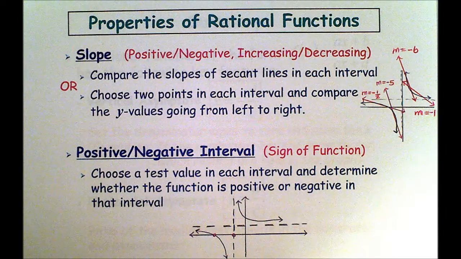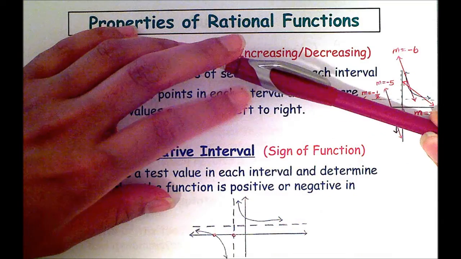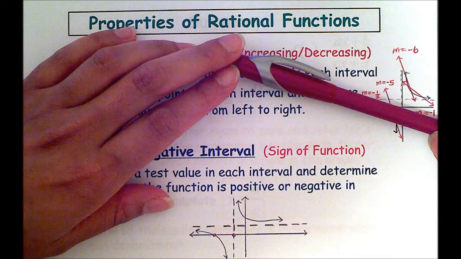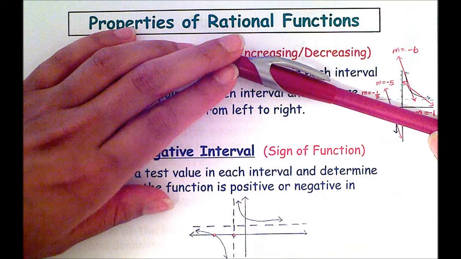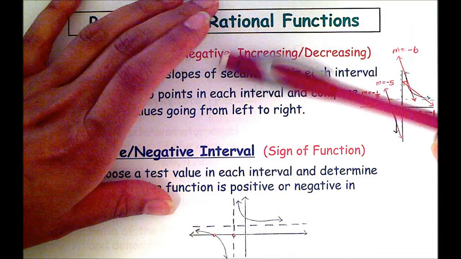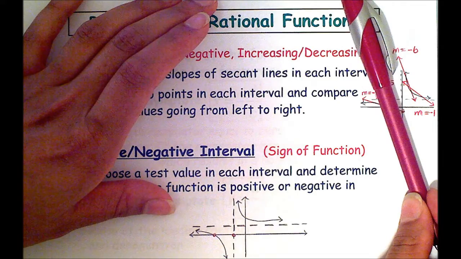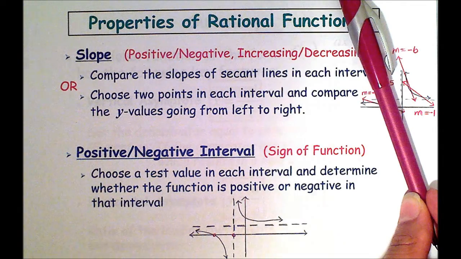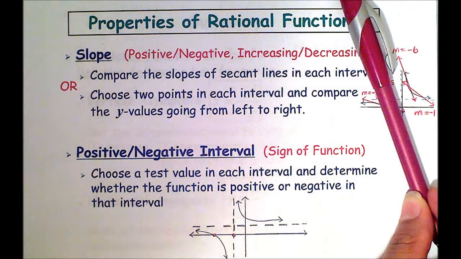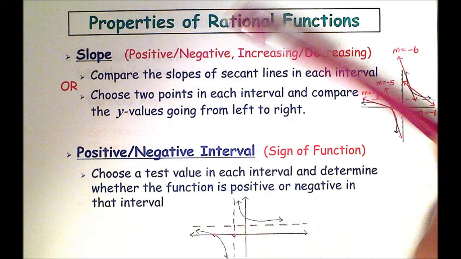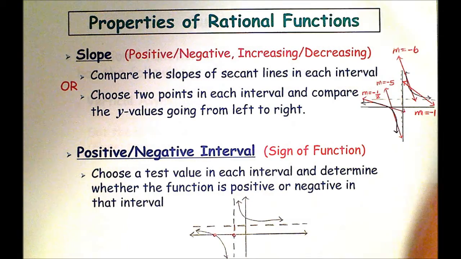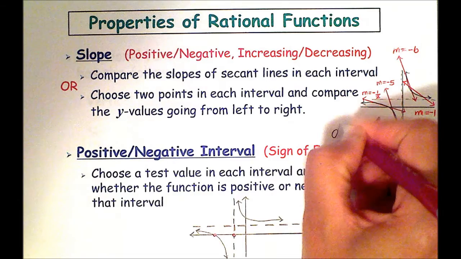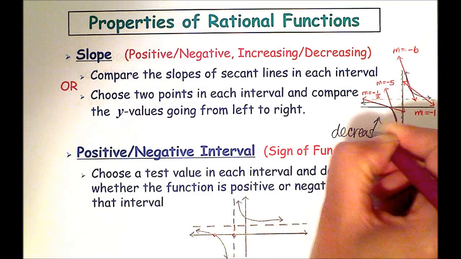If I follow this pencil along the first secant line that I drew, I'm going from a less negative secant line to a more negative secant line, which means I'm decreasing in terms of the slope. Because we're going from less negative to more negative, the slope is decreasing. So it's negative, but it's also decreasing.